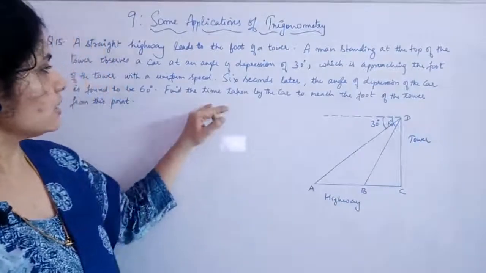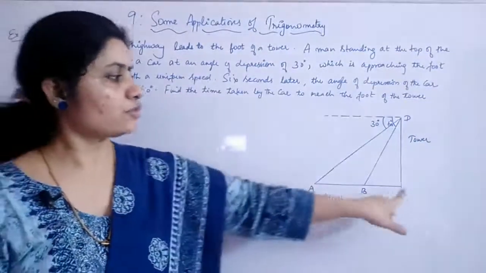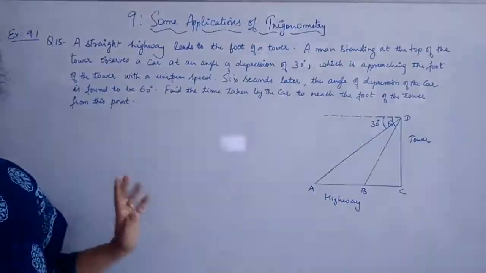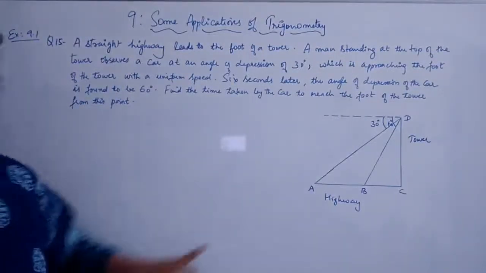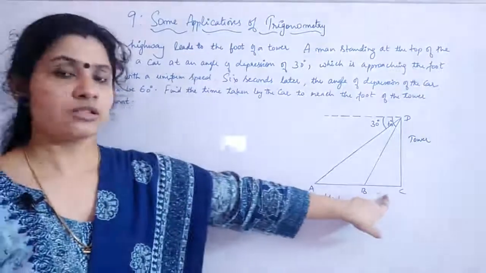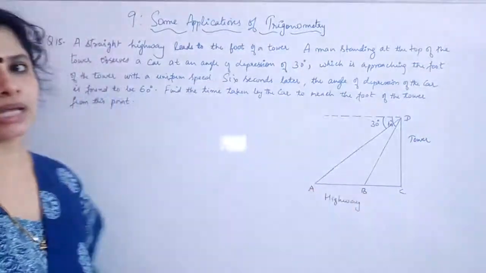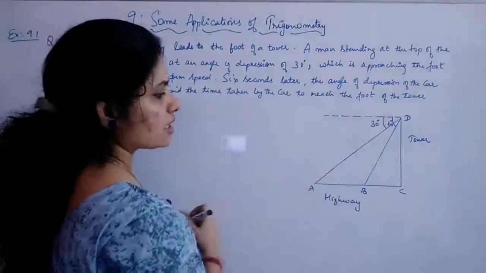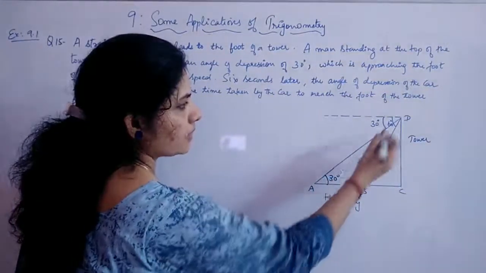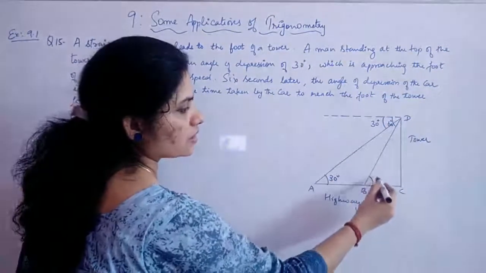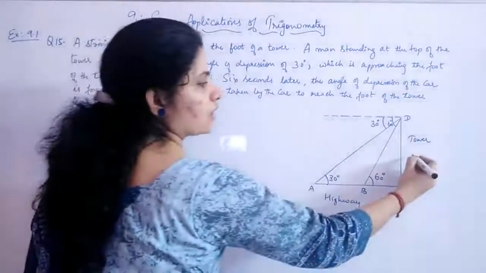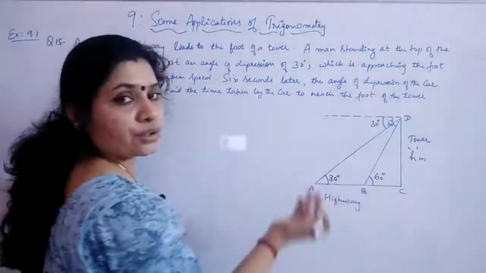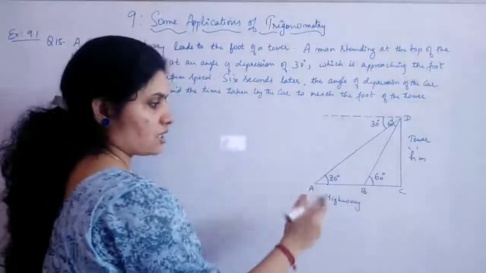What is asked is the time taken by the car to reach the foot of the tower, that is, from B the car has to reach C, and we have to find the time in which it reaches C. That means to travel this distance BC, how much time will be taken by the car? If this is 30 degree, we can say that this angle is 30 degree. Again, this is the transversal, so here you will have 60 degrees, right? Suppose the height of the tower is h meters, because we don't know it otherwise. So we are just taking this as h.